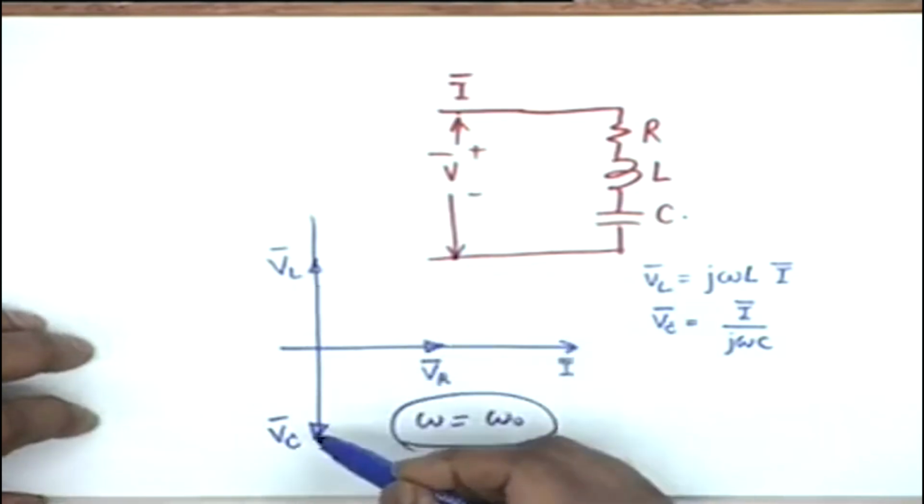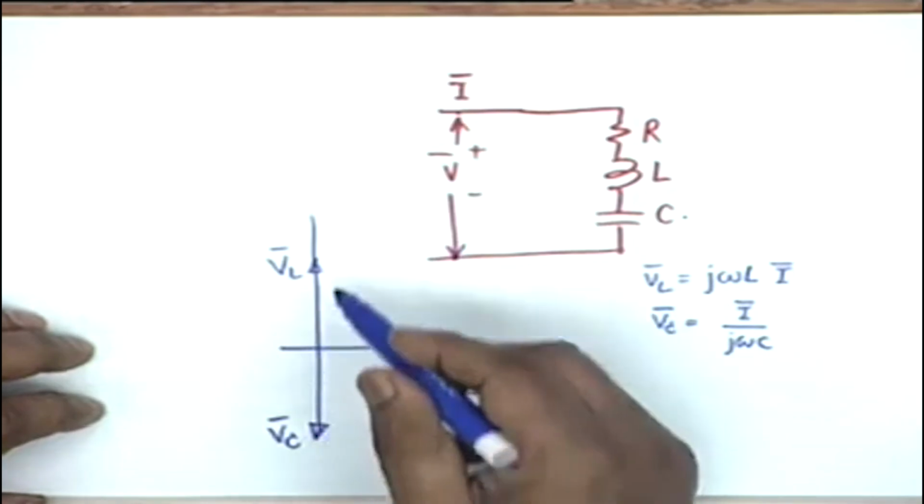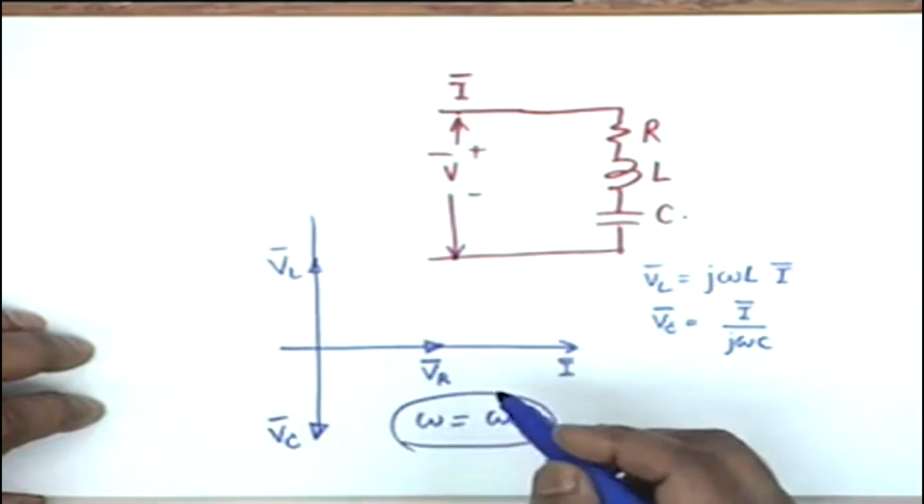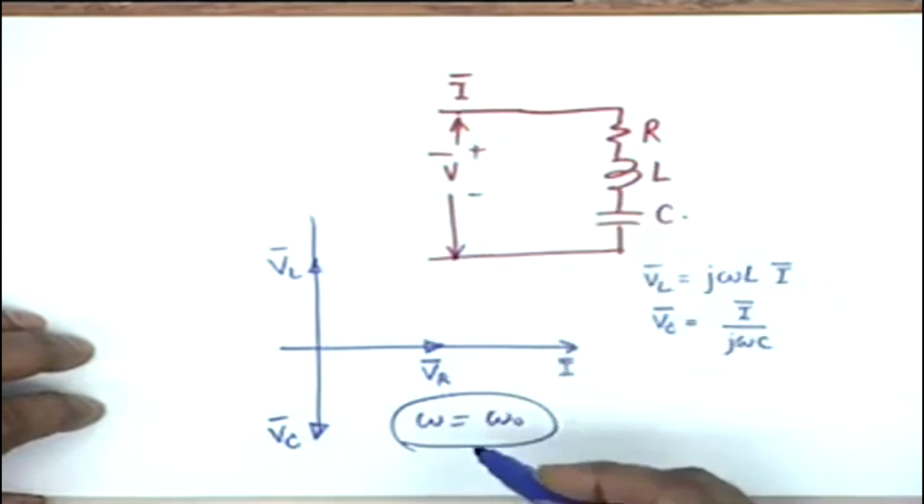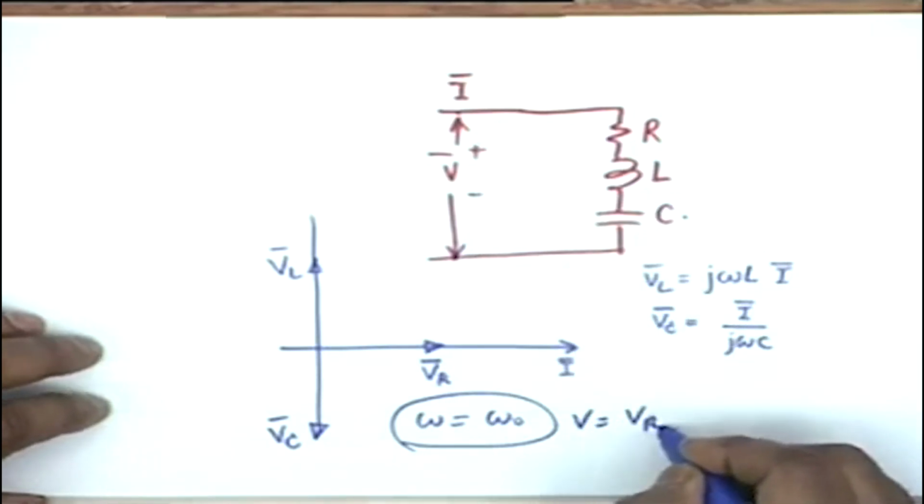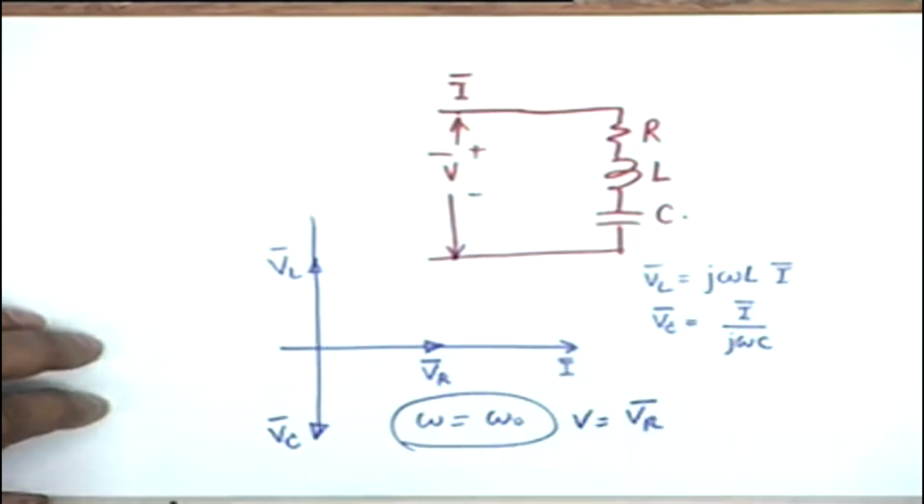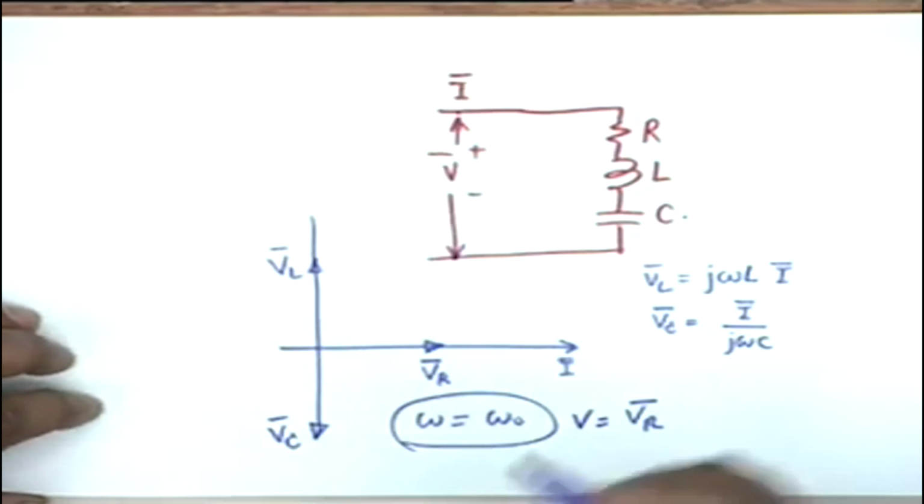That means VL and VC are equal in magnitude and opposite in direction, so they cancel each other, and therefore the total voltage V under this condition shall be simply equal to VR, which is obviously in phase with the current phasor I. Suppose the situation was below resonance, that is omega less than omega 0.